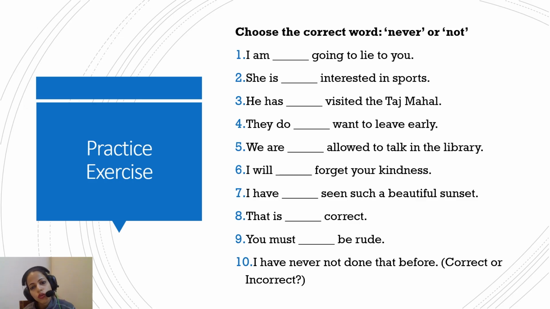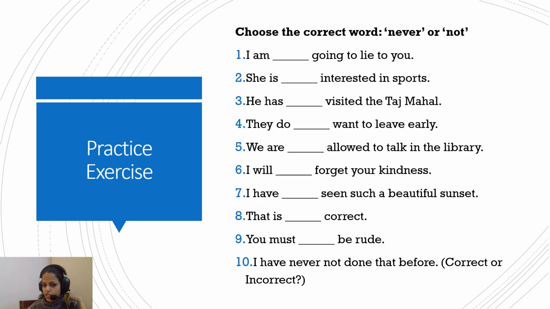I am dash going to lie to you. I am never going to lie to you. I am not going to lie to you is also possible. But if I do not plan on lying to you ever, then I will say I am never going to lie to you. If I am just thinking of today, I am not going to lie to you today. So it depends on the context.